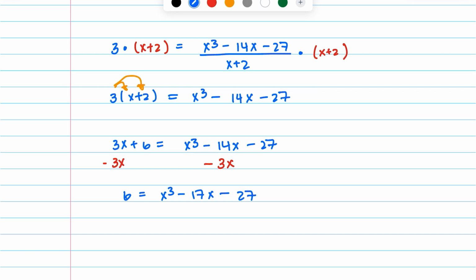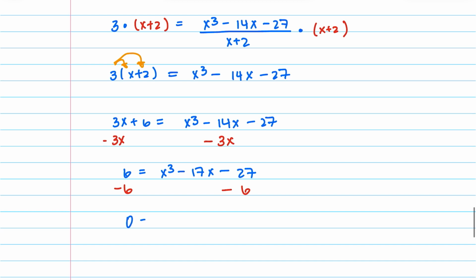And so to finish off, let's just cross over 6 to the other side through subtraction. And so by subtracting the left-hand side by 6, those two terms will just cancel out. And on the right-hand side, negative 27 minus 6 is negative 33. And so we'll end up with the equation 0 is equal to x to the power of 3 minus 17x minus 33.